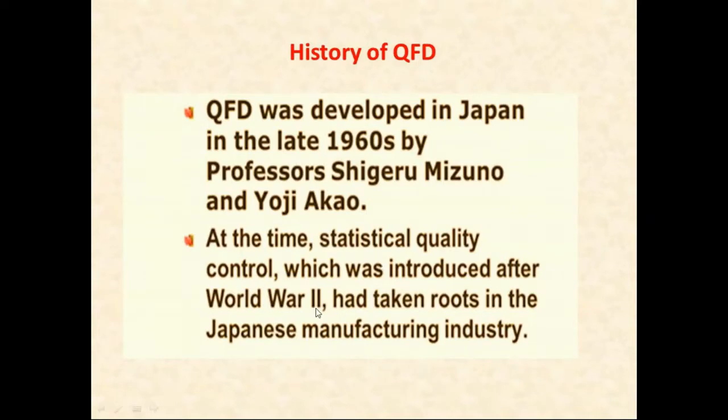The statistical quality control was introduced just after World War II, and it took place in the Japanese manufacturing industry. So the whole calculation that we are doing for the quality function deployment is nothing but the statistical quality control process.